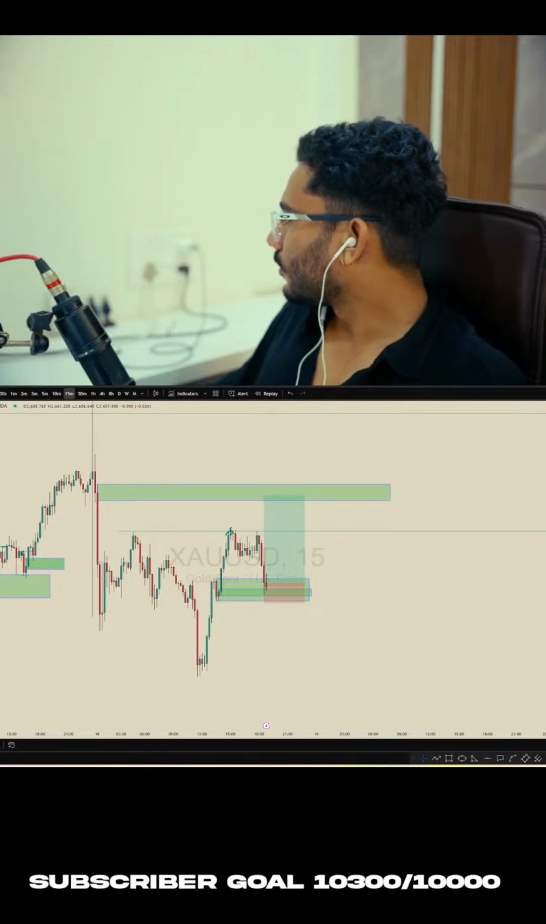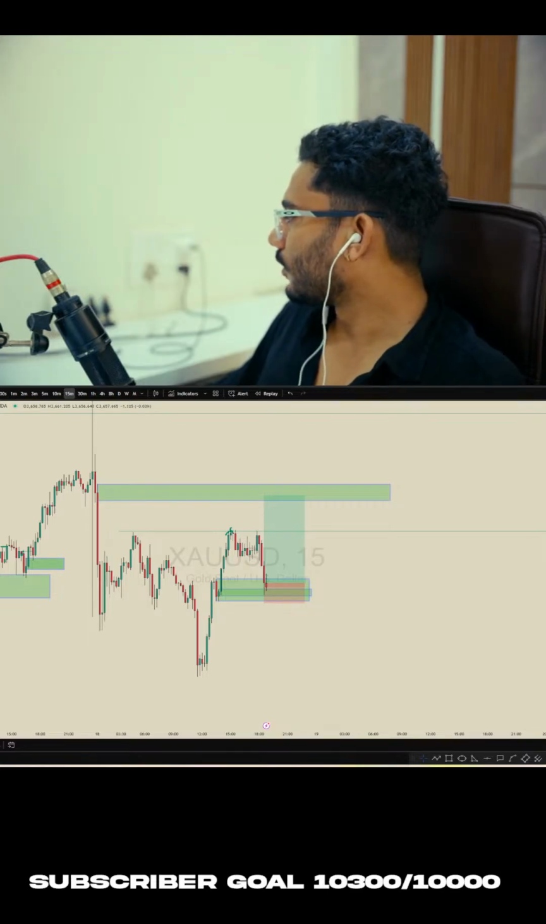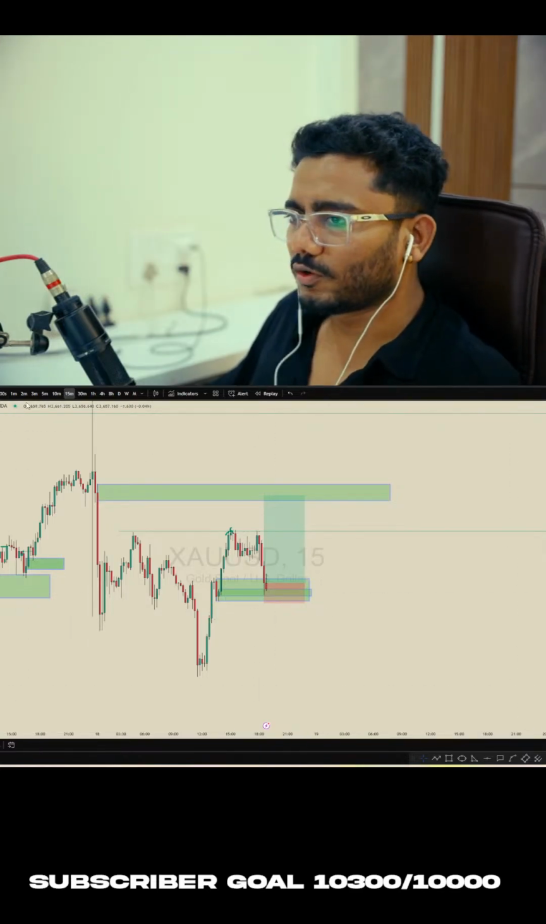Higher highs and higher lows, I don't look for those anymore. If I do analysis, I just look for liquidity sweeps.